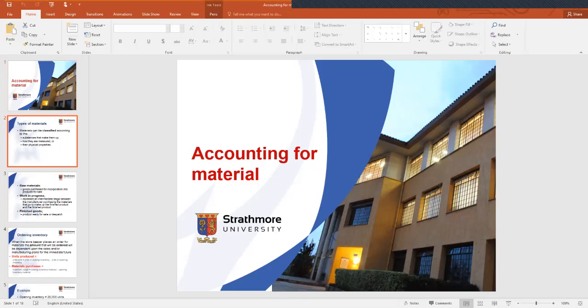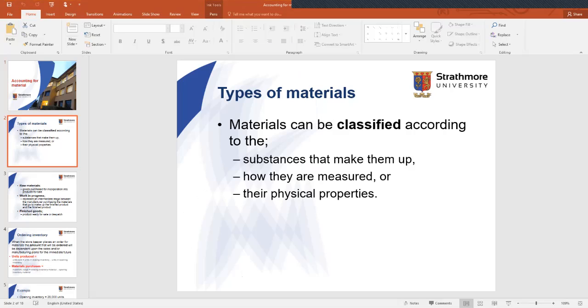So, types of material. We begin by discussing the different types of material, before we even classify material into indirect and direct. What are the different types of material that the company can use and consume that will form part of the final product?